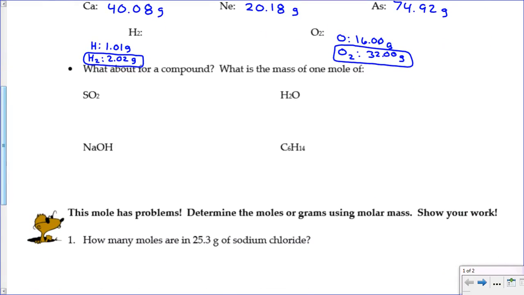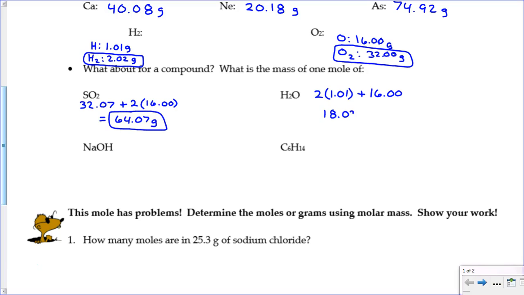We're going to use the same logic when we're trying to find the molar masses of these different compounds down here on the bottom. For instance, SO2 has sulfur in it. Sulfur has a mass of 32.07. Plus, there are 2 oxygens here. There's 1 sulfur, there's 2 oxygens. So I'm going to say 2 times 16.00 to get the 2 oxygens in there. If you add those together, you should get 64.07 grams. H2O, on that one we've got 2 hydrogens, so 2 times 1.01, plus 1 oxygen, so plus 16.00. You add those together, and you should get 18.02 grams.